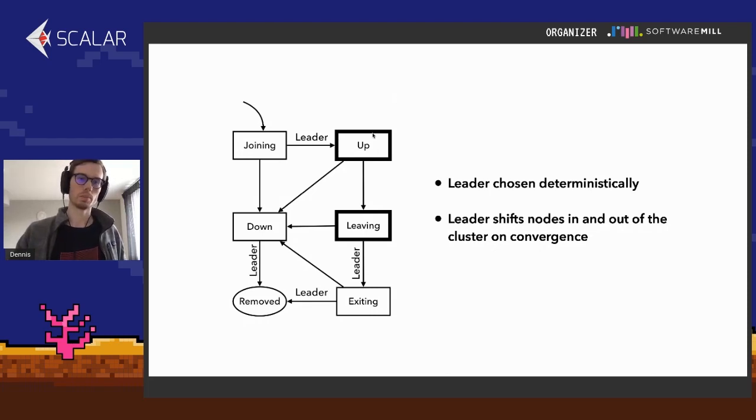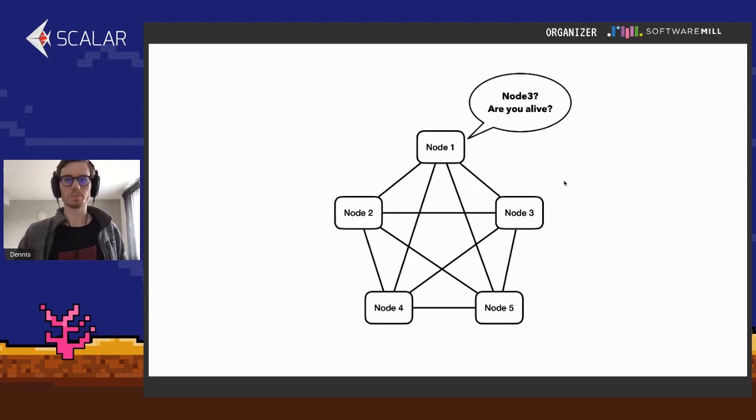Up and leaving are a bit special because those are the only two states that are fully fledged members. So for instance, your cluster singletons or shards can only run on nodes that are in these states. And this is quite important. Additionally to knowing who's part of the cluster, you also have to know which nodes are reachable and unreachable.